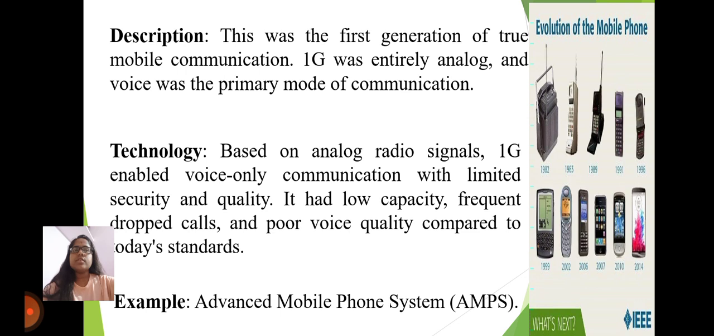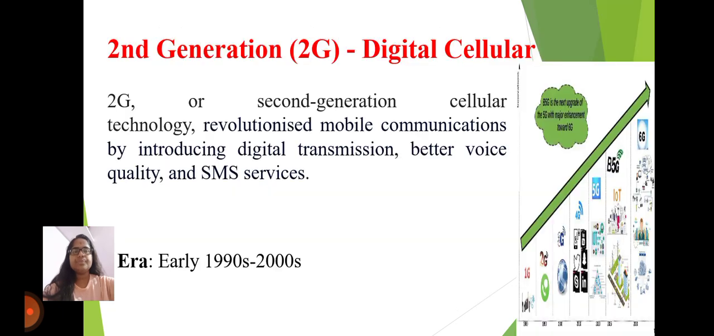Description. This was the first generation of true mobile communication. 1G was entirely analog and voice was the primary mode of communication. Technology. Based on analog radio signals, 1G enabled voice only communication with limited security and quality. It had low capacity, frequent dropped calls, and poor voice quality compared to today's standards. Example, Advanced Mobile Phone System, AMPS.